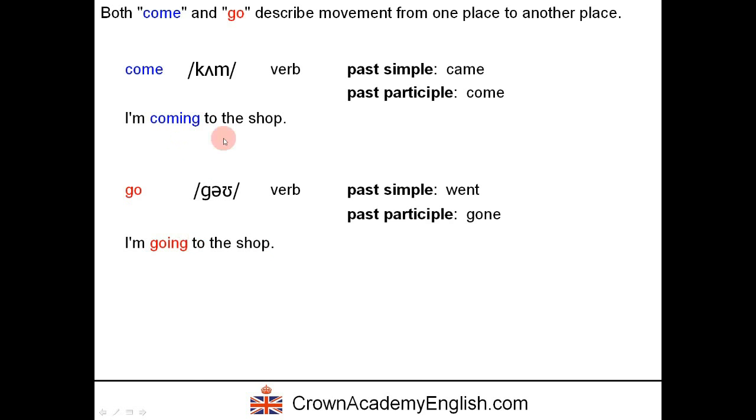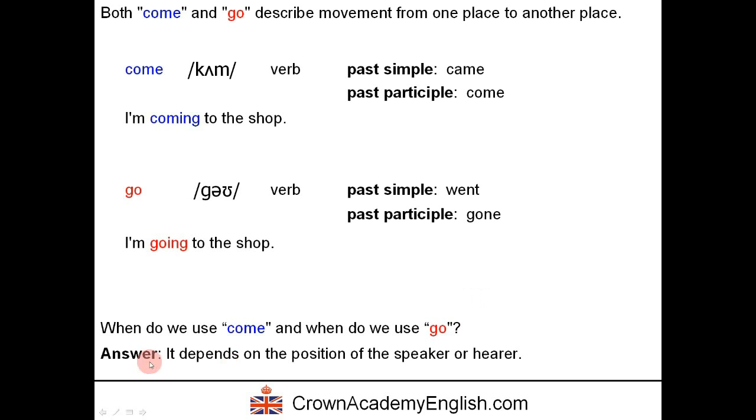So both of these two sentences are grammatically correct. They both describe movement from one place to the shop. So what is the difference? When do we use come and when do we use go? Answer. It depends on the position of the speaker or hearer. And this is what I'm going to explain in detail in this lesson.